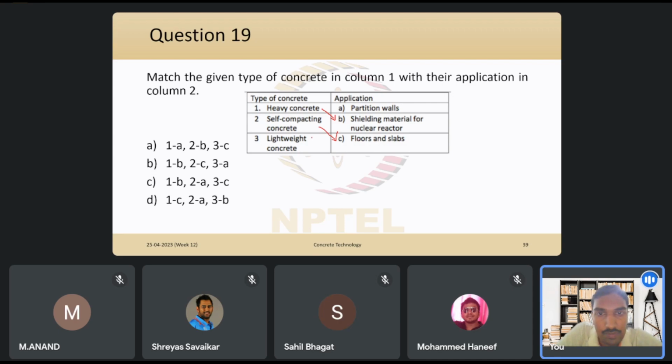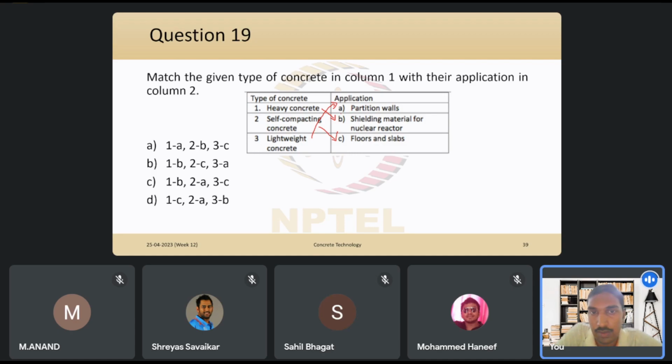And three, lightweight concrete is suitable for partition walls, because your partition walls are not going to carry load, right? It's not a load carrying component. So in that case we do not need the regular concrete. Lightweight concrete would suffice. It has lower strength and that is sufficient, because in partition walls you're not going to transfer loads, right?